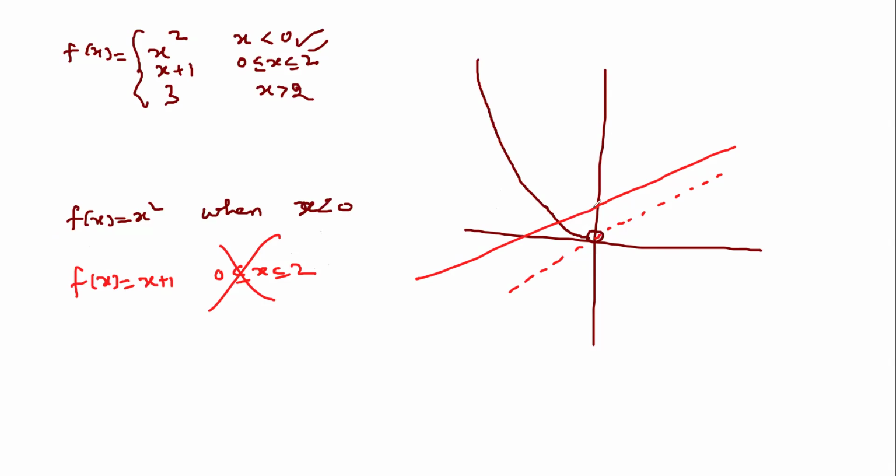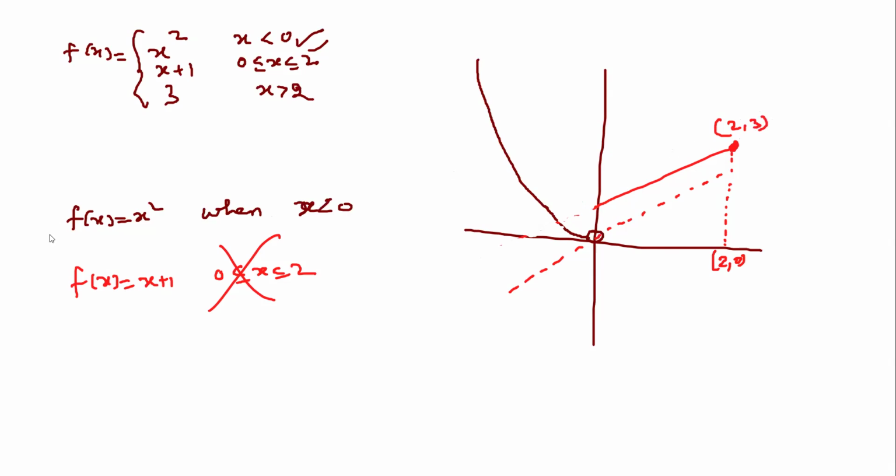So I will remove the values of x which are less than 0, right? Yes. Understood? And up to 2. Let's suppose this is 2. 2 comma 0. So up to 2 means you will stop here. When you put 2, you will get 2 plus 1, 3.